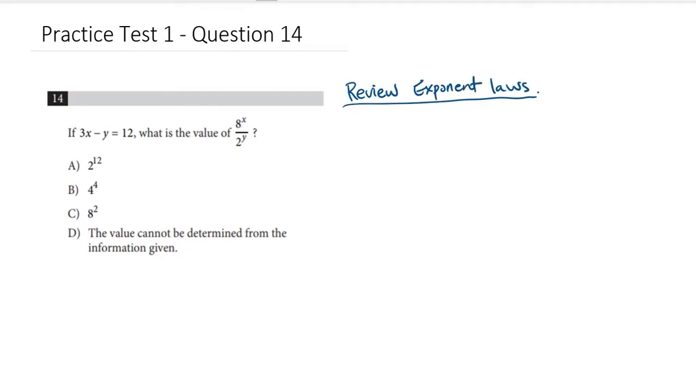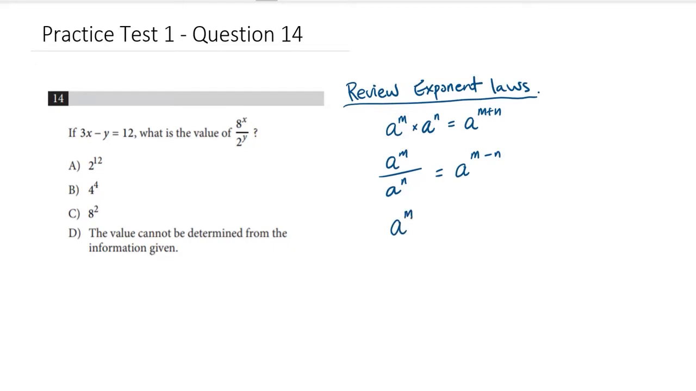For example, a to the power of m times a to the power of n is a to the power of m plus n. Anything else? a to the power of m over a to the power of n is a to the power of m minus n. That's the quotient rule. Something else? a to the power of m to the power of n. That's the power of a power rule: a to the power of m times n. These are the three rules that we're probably going to apply for this question.